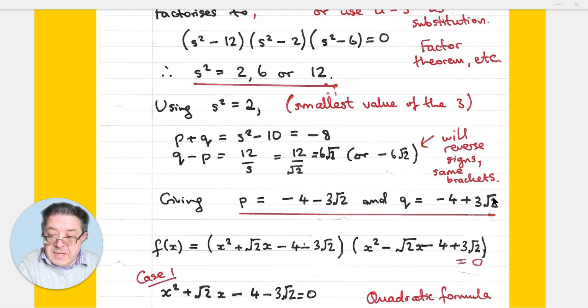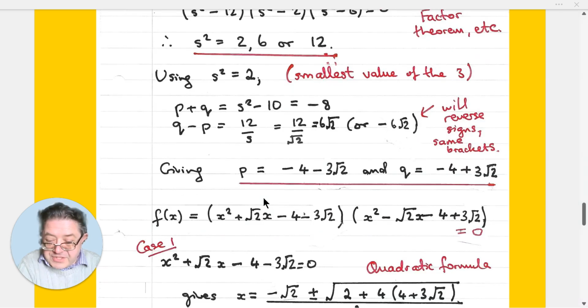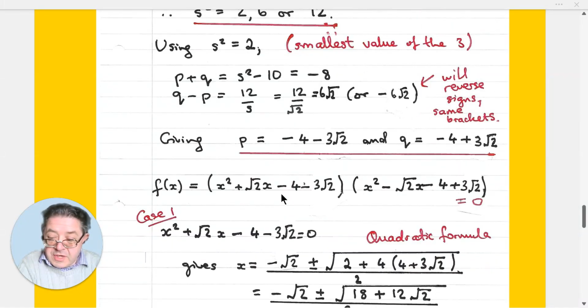If you'd taken instead s equals minus root 2, you would have got p and q the other way round, which means when you write f of x out in full with known numbers, you would simply have got the two brackets the other way round. We now need to solve f of x equals 0. We have two quadratics to deal with.